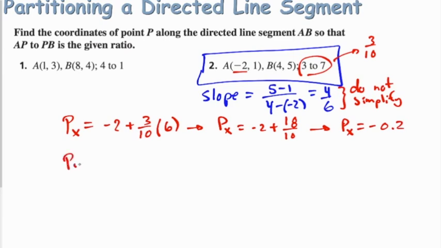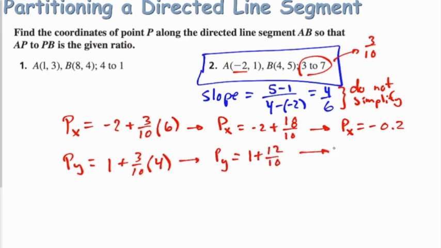Then we will do this again for the y. We start at the y-coordinate for point A. We add to it our fraction, 3/10 times the rise, which is 4. This gives us a P of y equal to 1 plus 12 over 10. And P of y is equal to 2.2. So point P has an ordered pair of negative 0.2, comma 2.2.